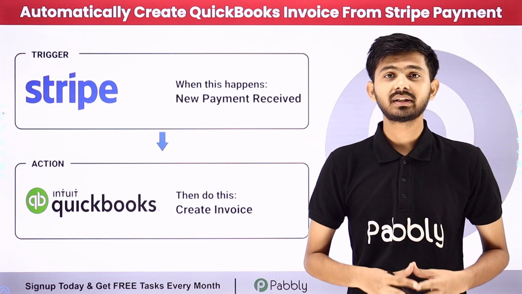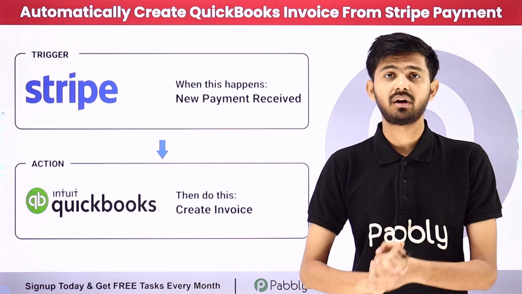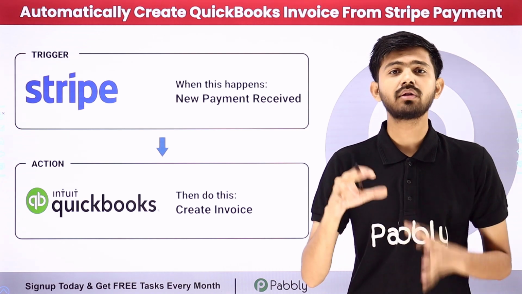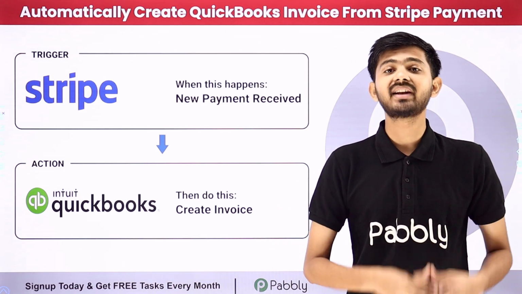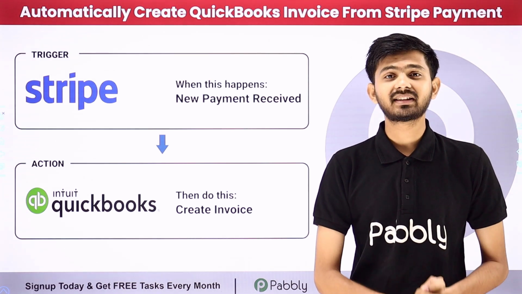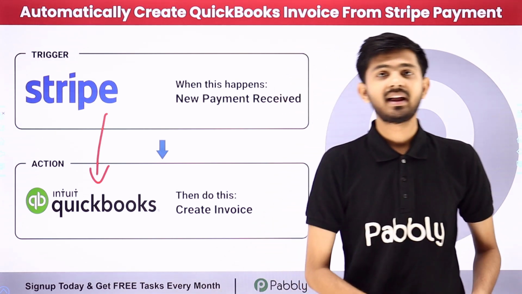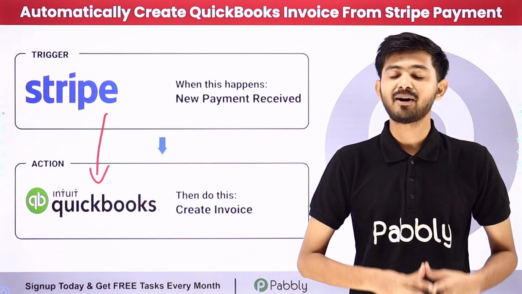So here what I want is that as I'm going to receive a new payment in my Stripe account for any product, that automatically by using all those details of my payment, I want to create an invoice in QuickBooks automatically. So for my objective, I have to build a connection between Stripe and QuickBooks. Now I'm going to build this connection with the help of Pabbly Connect.